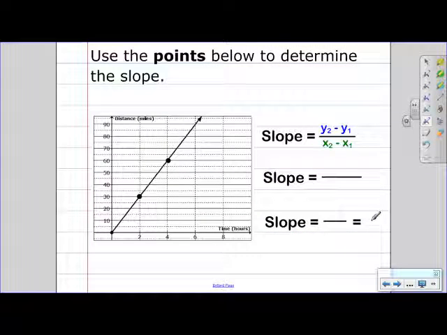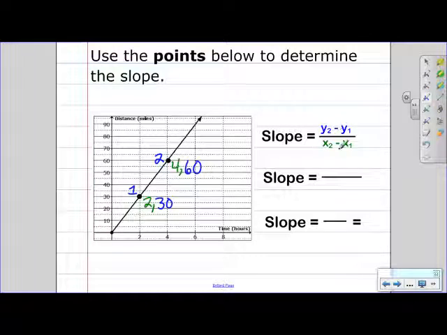Next question. Use the points below to determine the slope. So we have 2 points that have already been given to us. So let's do the x-axis first. So on the x-axis, we have 2, and this is at 4. And then on the y-axis, it's 2, 30. And then this is 4, 60. So this will represent point 1, and this will represent point 2.